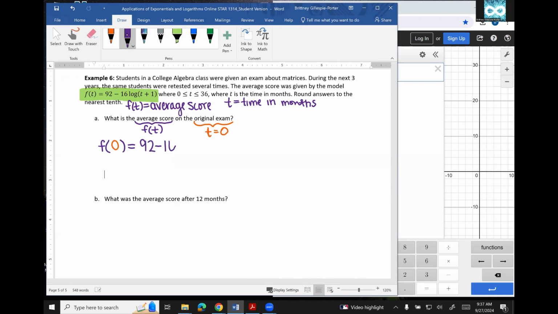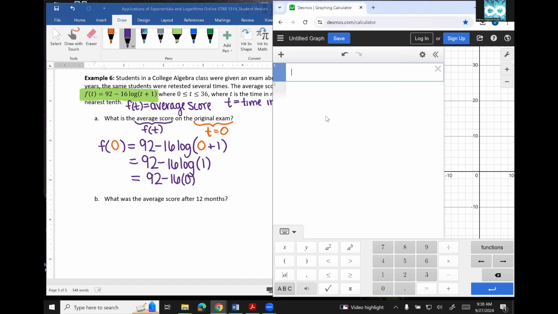92 minus 16 log of t, but t is going to become 0, plus 1. This gets us 92 minus 16 log of 1. And let's say you don't remember that log of 1 is 0. I really hope that you remember that. But let's say that you don't. If you don't, come back and we can plug this into our calculator.